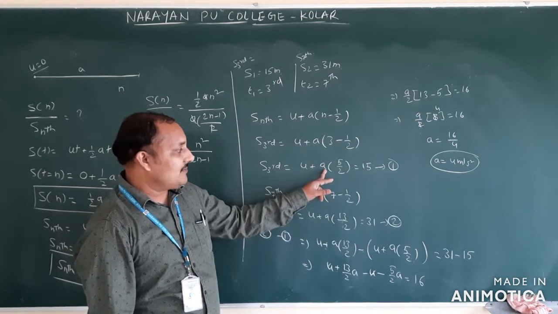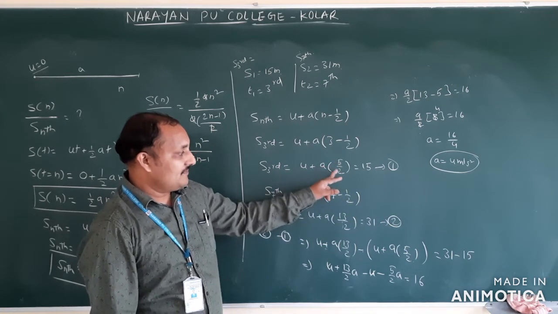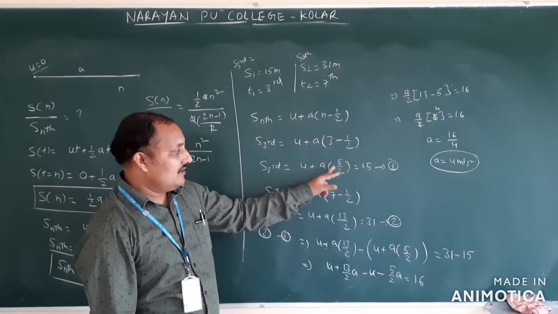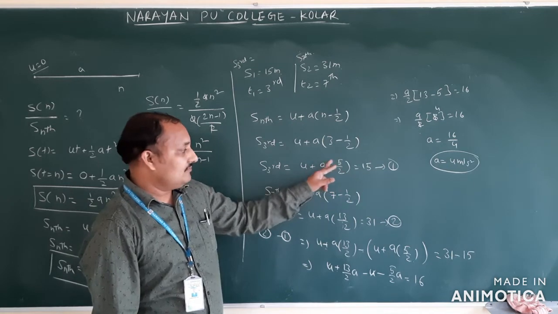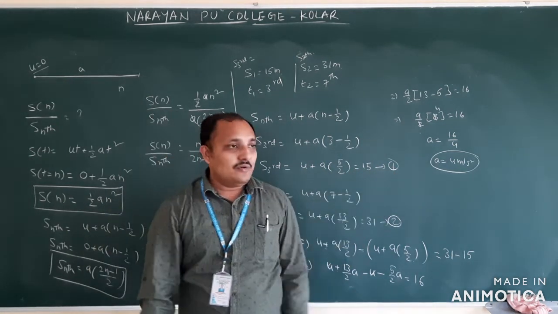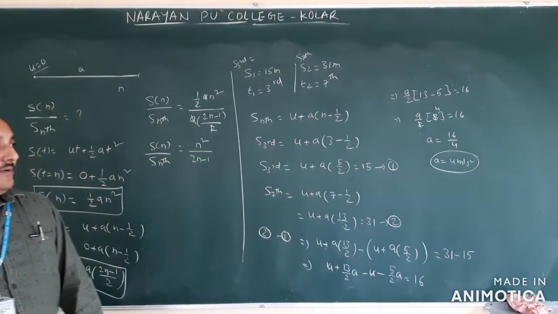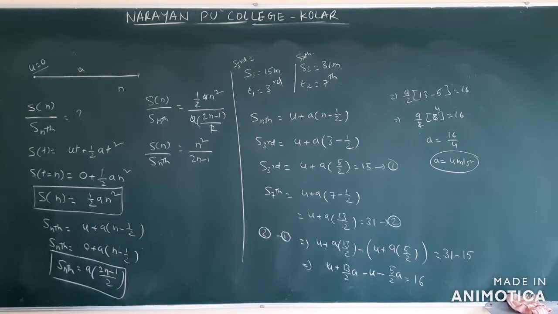So the value of A is substituted here. 4 into 5 by 2, means the 2 will be cancelled 2 times. So 2 into 5 is 10. So U is equal to 15 minus 10, that is nothing but U is 5 meter per second. You can solve that one. I give A equal to 4 meter per second.